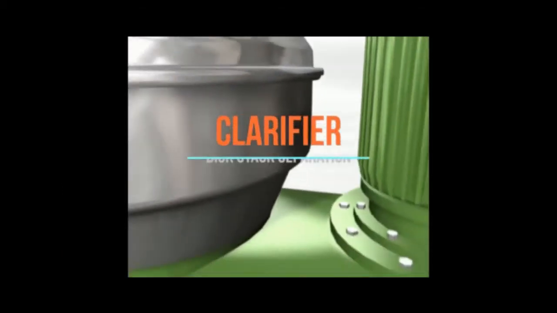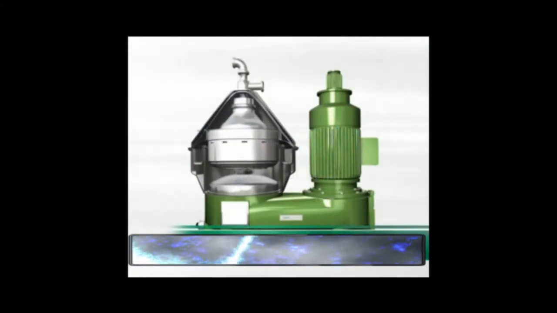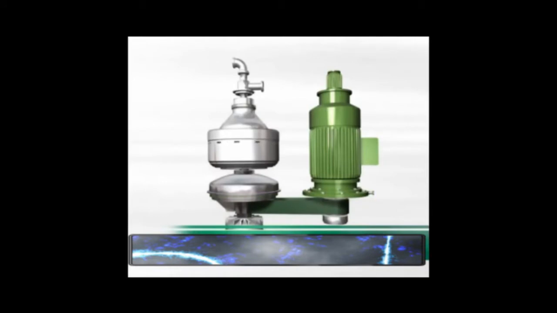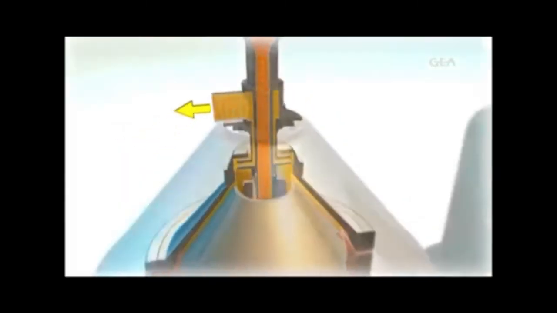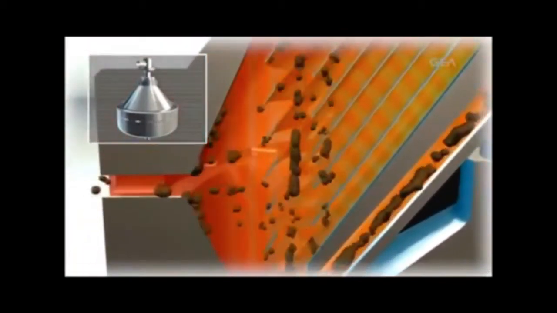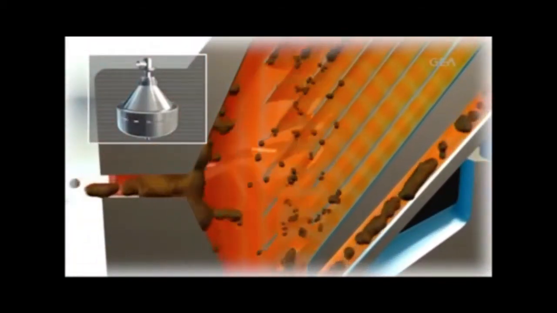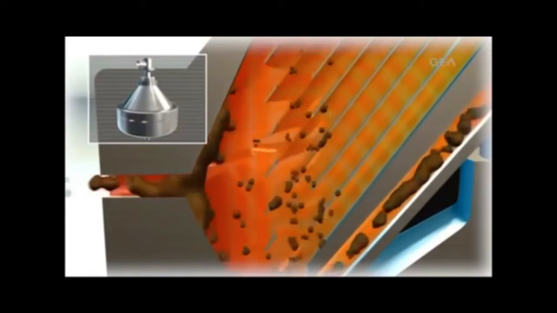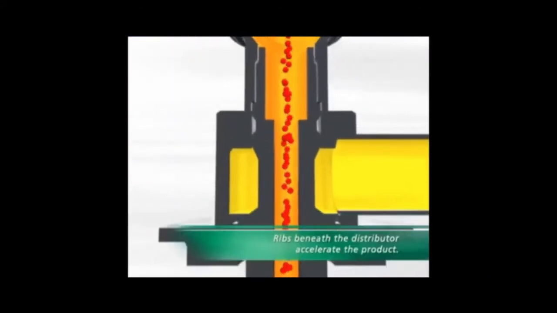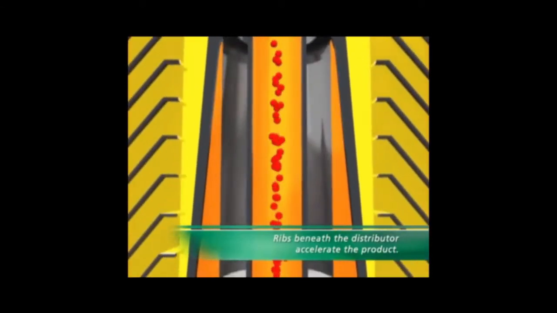Clarifier. Used for separating liquid and solid impurities, example, fuel and cat fines or sludge. Working principle of clarifier. Cleaning the oil which contains little or no water is achieved in a clarifier bowl, where the impurities and water collect at the bowl periphery. A clarifier bowl has only one outlet pipe.